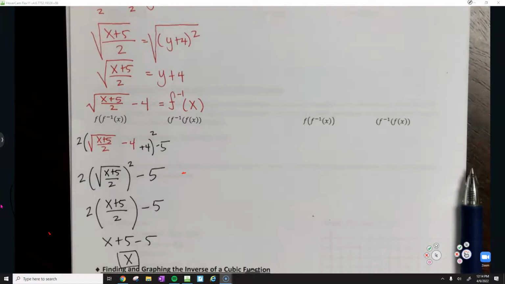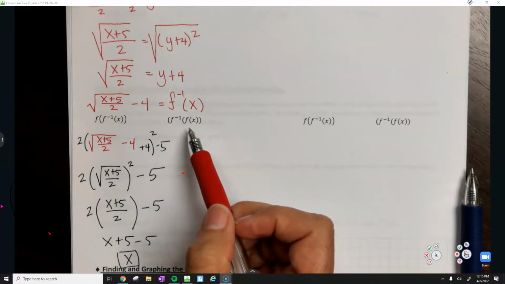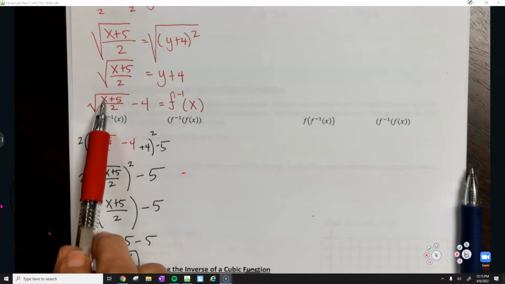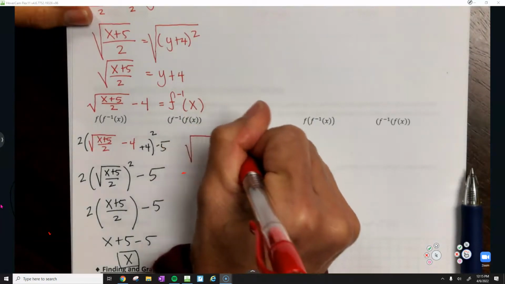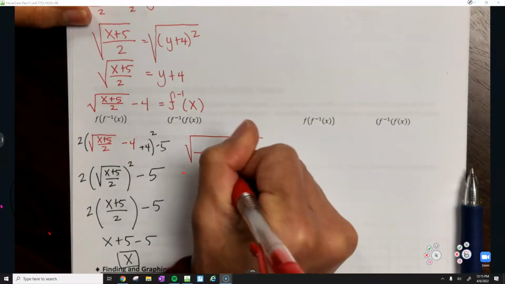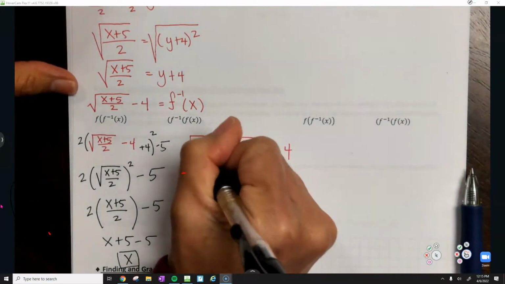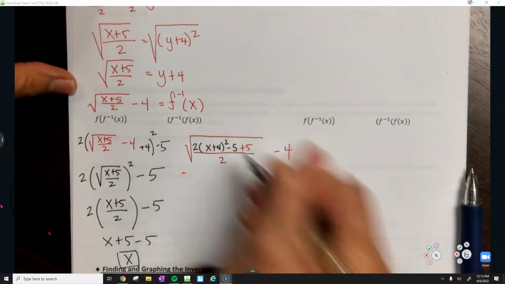All right, let's prove it again. So now we're going to take the original, the parabola stuff. It's off my screen, but it's at the top of your paper. And we're going to plug it in for that x right there. All of that stuff's going in for the letter x. So this is going to be the square root of something plus 5 divided by 2, and then a minus 4 at the end. So I'm going to recopy that whole entire thing: the 2, the x plus 4 squared, and the minus 5.